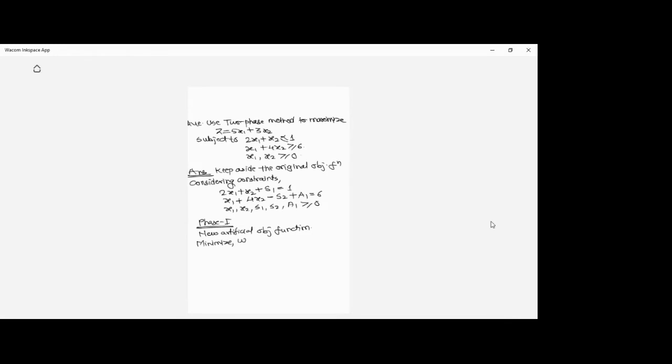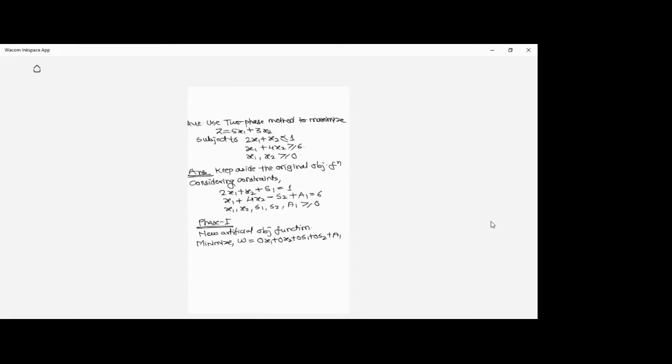Instead of z, it will be w, and all other coefficients except for your artificial variable should be 0. So for all other variables, the coefficient will be 0, and only for the artificial variable the coefficient will be 1. So you can write it as 0x1 + 0x2 + 0s1 + 0s2 + a1. So this is how the artificial objective function is to be written. All the coefficients of all the variables will be 0 except your artificial variable.